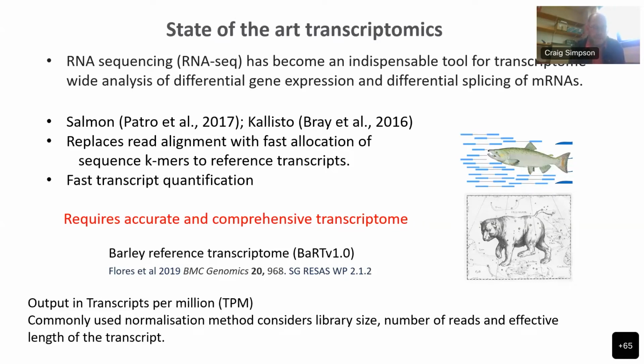So what we use for quantifying that is a couple of pieces of software. They're called Salmon and Kallisto. What these do is use fast allocation of these sequence k-mers, and they allocate these to reference transcripts. The real key thing about these two bits of software is that they're really fast. So you generate fast transcript quantification of your data. But to do that, you require an accurate and comprehensive transcriptome.